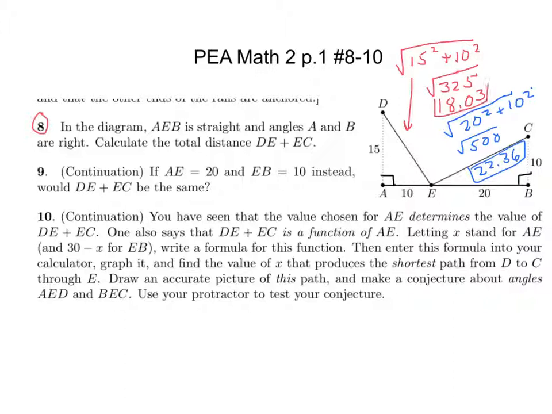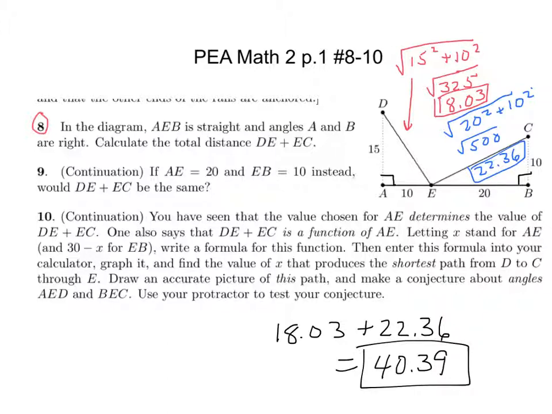We add them together. So 18.03 plus 22.36. And your total distance was 40.39. Is that in any kind of units? No, it doesn't say. Okay, questions on that one?